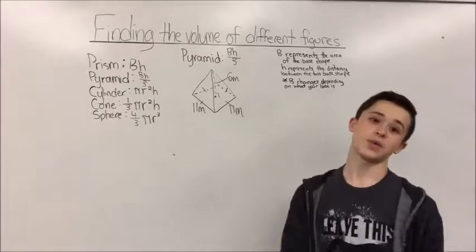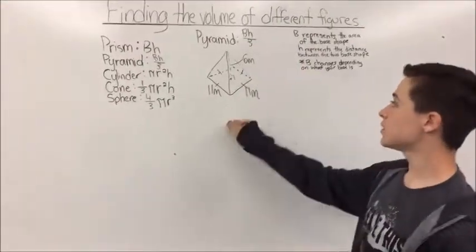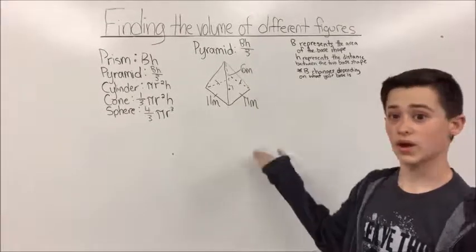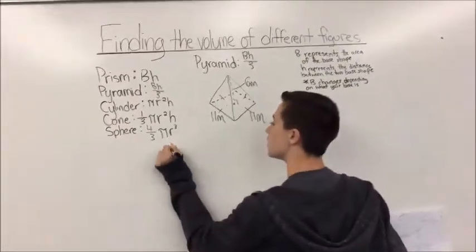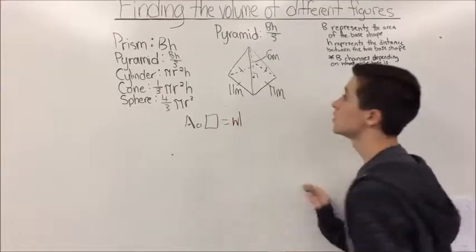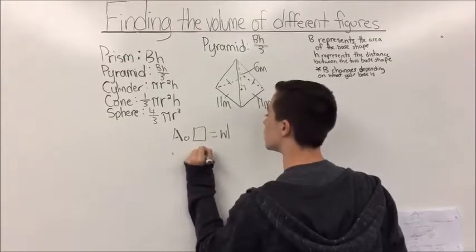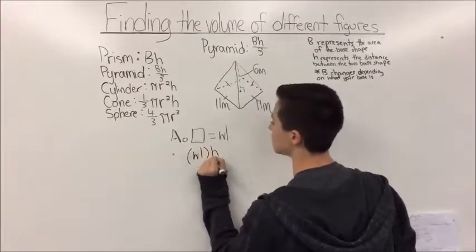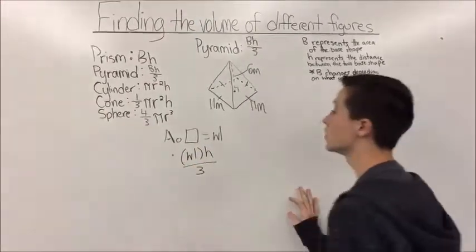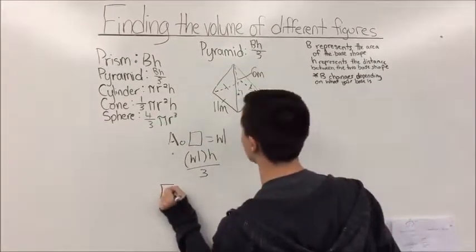The next problem that we're going to be working with is a pyramid. In this case, your B is going to be represented by the area of a square. And the area of a square is width times length. So when you plug that into this equation, it becomes... So, when you plug in your numbers, it looks like this.